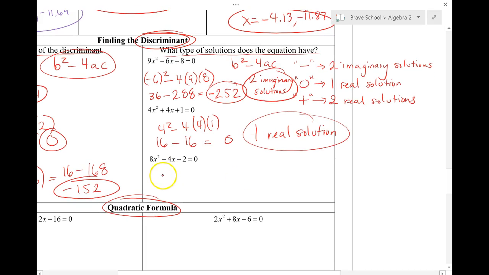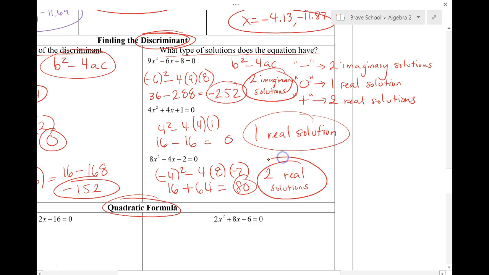Plug it in again. Negative 4 squared minus 4 times a, which is 8, times c, which is negative 2. We get 16 minus, let's see, 4 times 8 is 32, times 2 is 64. And we've got 2 negatives here, so that will make it positive. So we're going to end up with a positive number here. We'll end up with 80, 64 plus 16. So that means we're going to have 2 real solutions. Alright. Do the problem to the right.